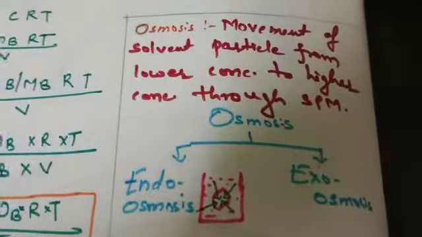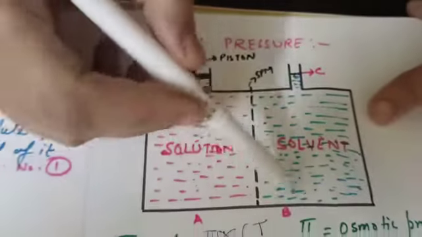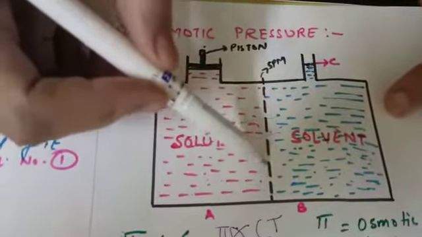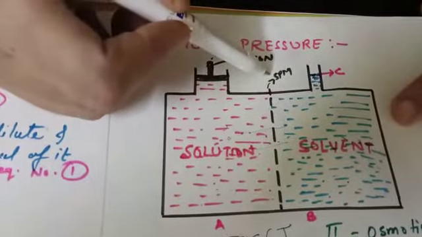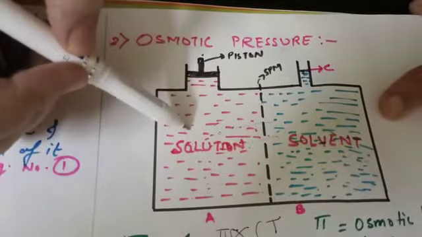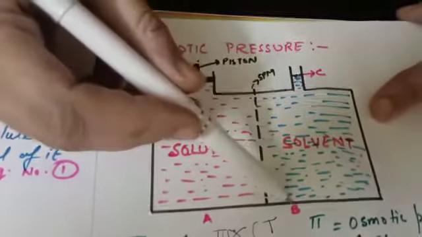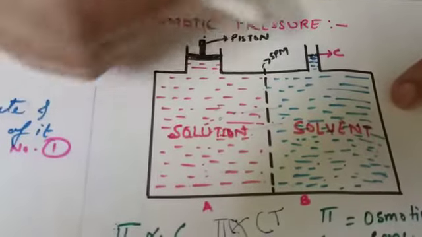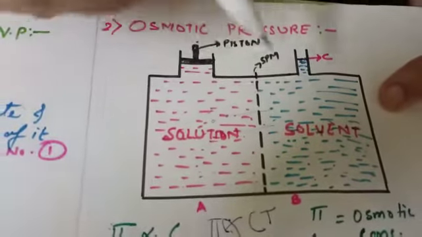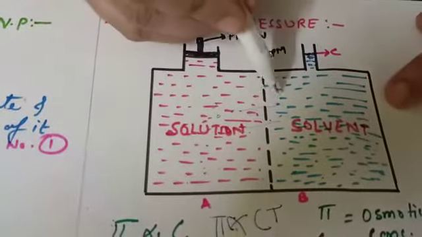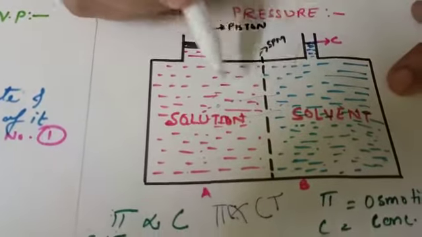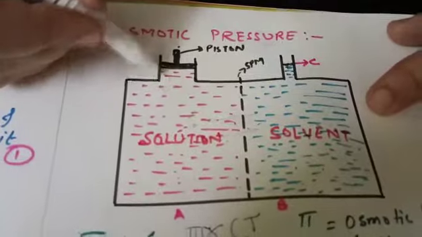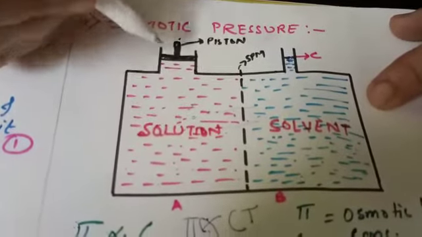So to explain osmotic pressure, I have made a diagram. Here I have made two compartments, compartment A and compartment B. These compartments A and B are separated by a semi-permeable membrane. In compartment A, I have filled a solution, whereas in compartment B there is a solvent. You can see a broad end at the solution side, whereas a narrow end at the solvent side. During the osmosis process, the solvent particles from compartment B move to compartment A. Hence, it will push the piston in the upward direction.